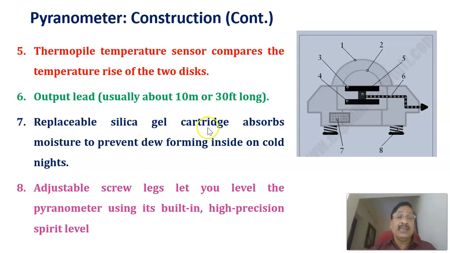And the replaceable silica gel cartridge absorbs moisture to prevent dew forming inside on cold nights. Then adjustable screw legs let you level the pyranometer using its built-in high precision spirit level. That screw mechanism is there. Here, the adjustable screw legs are there.